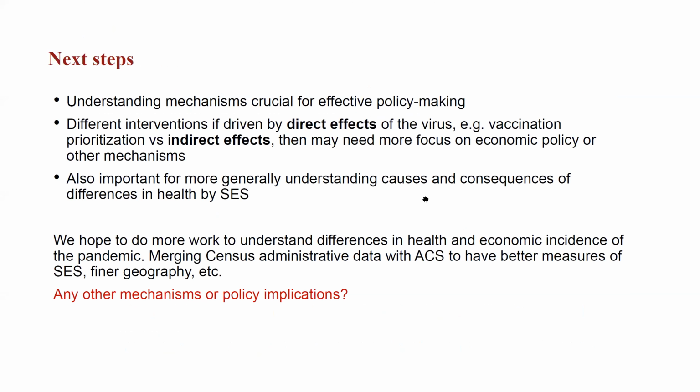So our next step is trying to understand the mechanisms that we think are crucial for policymaking of what is driving this geographic variation. Is it the direct or the indirect effects of the pandemic? And I think this is generally important for understanding not just the COVID-related policy, but also the general causes and consequences of differences in health by socioeconomic status. We hope to do more work by merging in various data sources, but also just curious to hear what people think are potentially the mechanisms and policy implications.